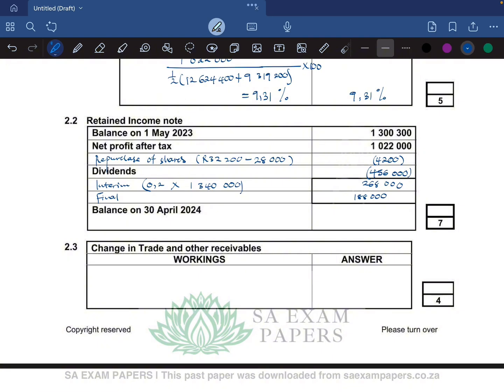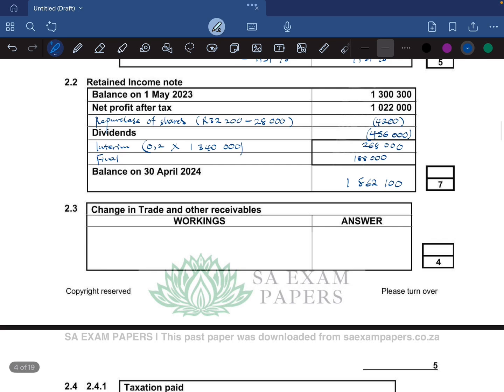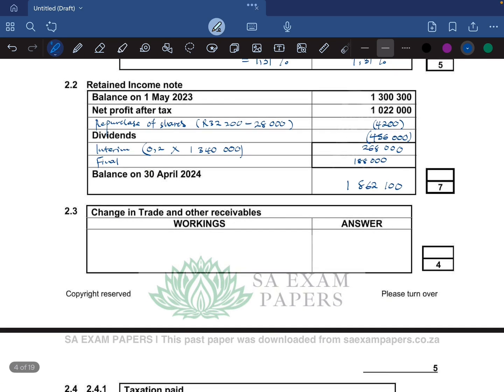And now we are going to determine the balance on the 30th of April 2024. So that's 300 plus the 122 million, minus 4,200, minus 456, and that should give 1,862,100. Okay, then that is our retained income note.